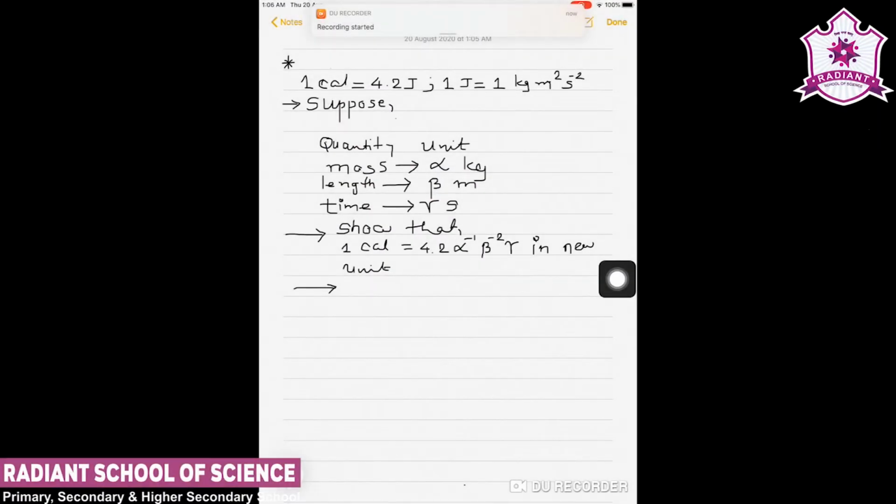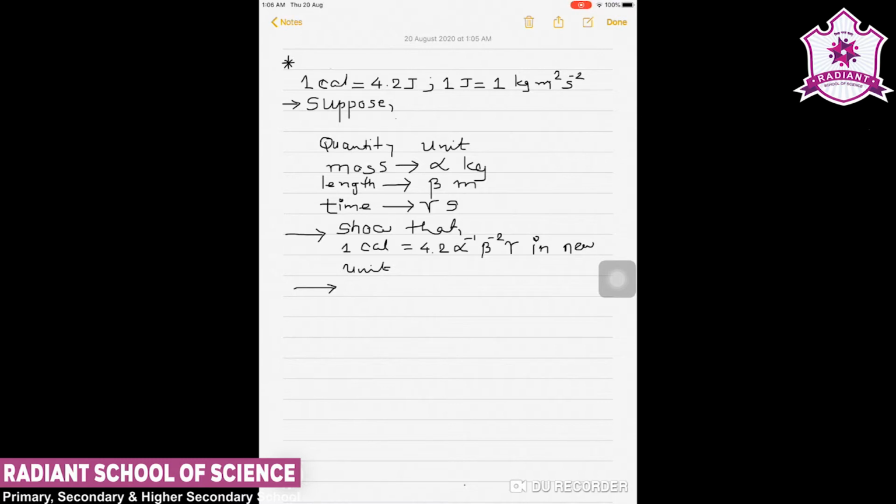Here we will talk about one new example that is from your textbook exercise question number 3. Now in this question they have given that a calorie is a unit of heat energy and it is equal to 4.2 joule. That means 1 calorie is equal to 4.2 joule, where they have given that 1 joule is equal to 1 kilogram meter square per second raised to minus 2.